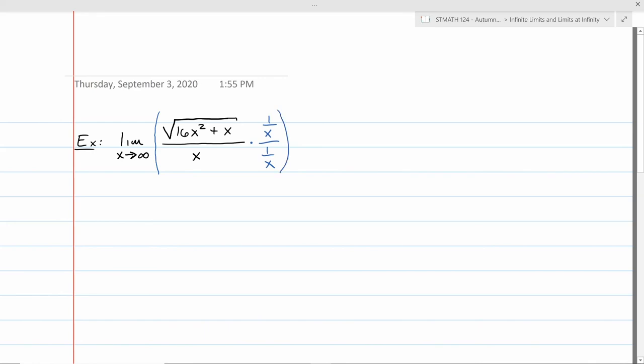What effect does that have? Well, in the denominator, it's pretty easy to see what's going on. You're just going to have 1 when you multiply 1 over x times x. But what's going on in the numerator? Well, in order to pull the 1 over x inside that radical, you need to square it. So you'd have 16x squared plus x multiplied times 1 over x squared inside the radical, if you want to pull that 1 over x inside there. Because if I would take the square root of that 1 over x squared, I would just get 1 over x.